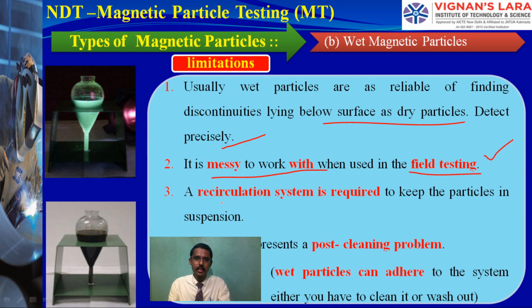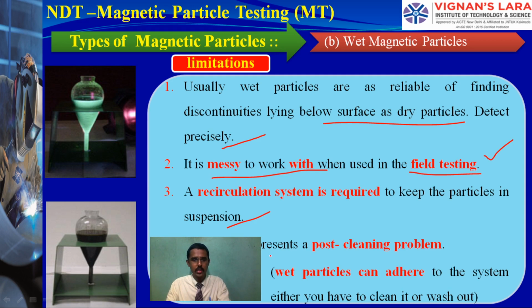Third point, a recirculation system is required to keep particles in suspension. We have to keep it circulating, as there is always a chance of these liquids drying. Therefore, we need recirculation systems. We should make sure that it is 100% completely filled on the specimen.